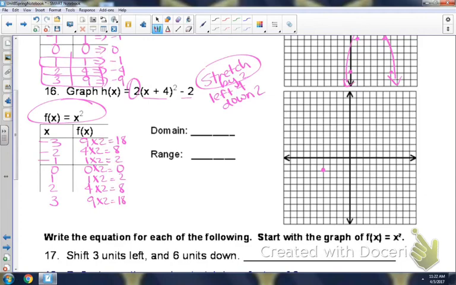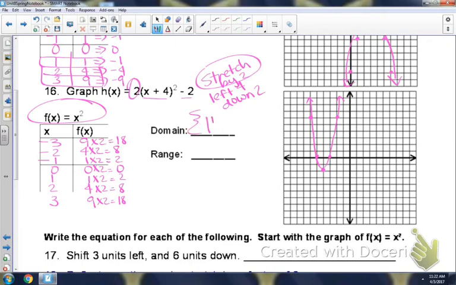Alright, so we're plotting the points from our new origin, which is our vertex. Negative 3, 18 goes off the graph. Negative 2, 8. Negative 1, 2. 1, 2. And 2, 8. So we're just having to double our original y values. Multiply it by 2.